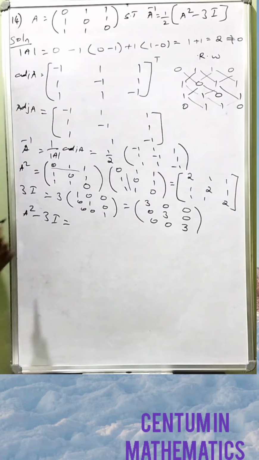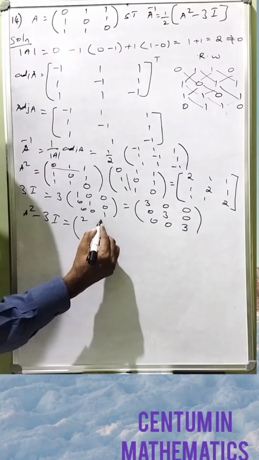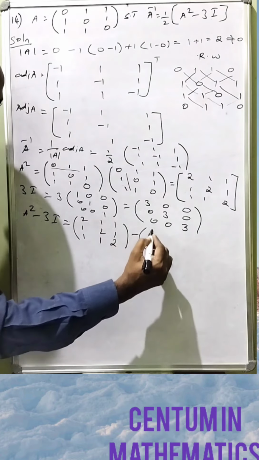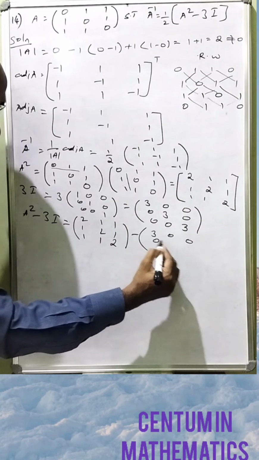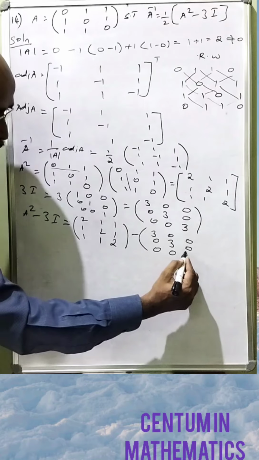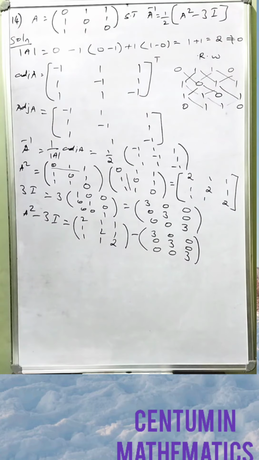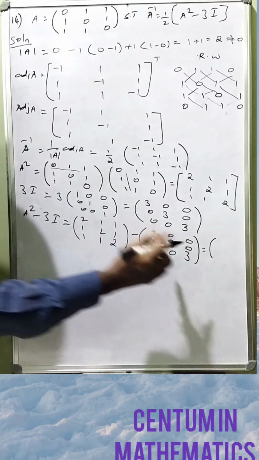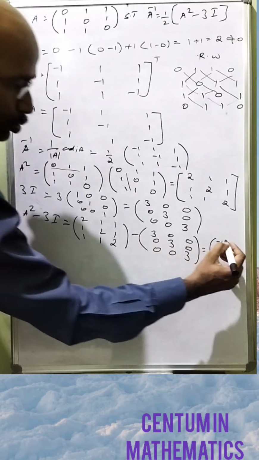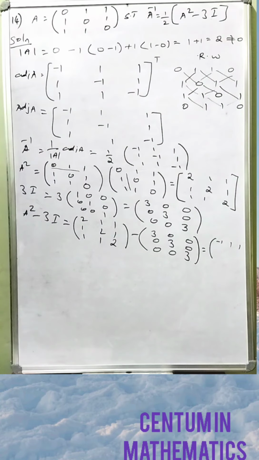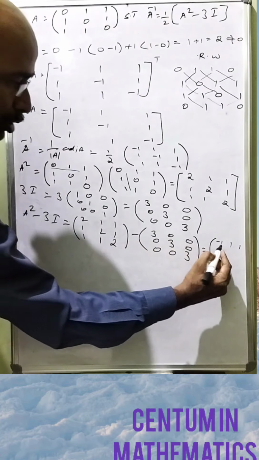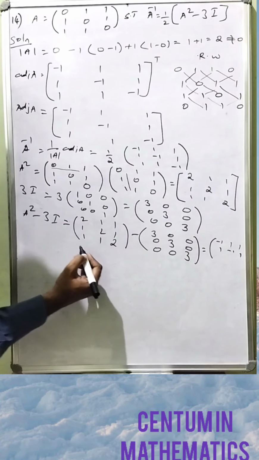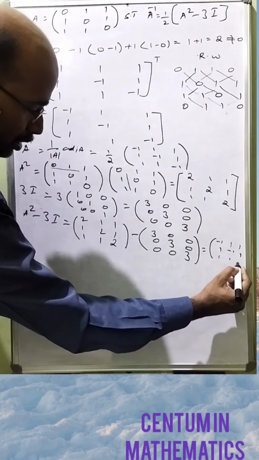A square minus 3I. So A square, you know that value: 2, 1, 1, 1, 2, 1, 1, 1, 2, minus 3, 0, 0, 0, 3, 0, 0, 0, 3. We have to subtract this. We get 2 minus 3 is minus 1, then 1 minus 0 is 1, here 1. Okay, next 1 minus 0 is 1, 2 minus 3 is minus 1, 1. So the same will come: 1, 1, minus 1.